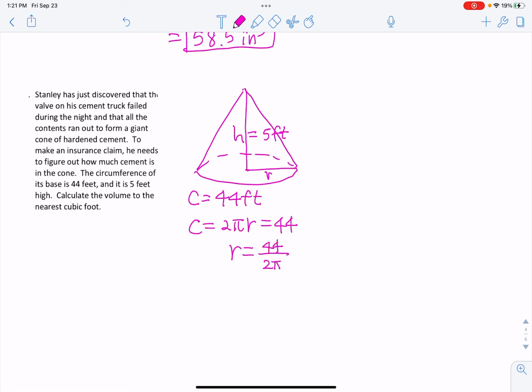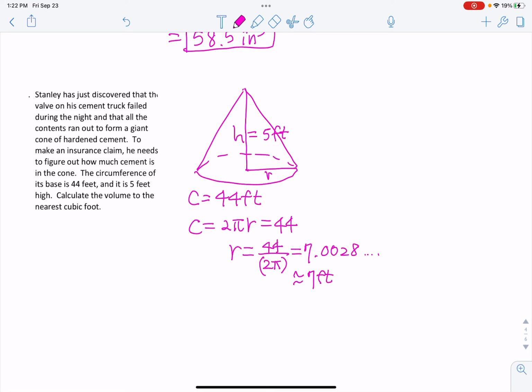When you use your calculator, you have to use parentheses for 2 pi. Otherwise, it will give you a wrong value. So be careful when you calculate that. And then our radius to the nearest hundredth for this one will be 7.0028, something like that. But I will round it to 7 feet.